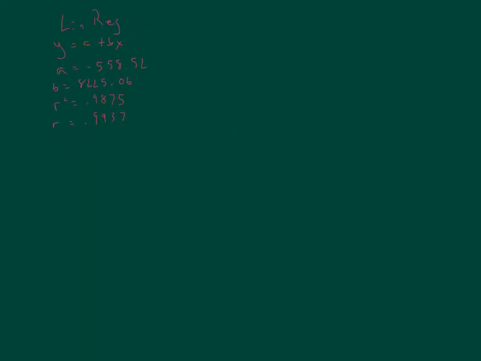Up at the top, it just says linear regression. That's what we ran. y equals a plus bx. That's the version you chose. And you have an a value of negative 558.52. b is 8225.06. R squared is 0.9875. And r, which is the square root of r squared, is 0.9937. Okay, let's talk about what all this means.